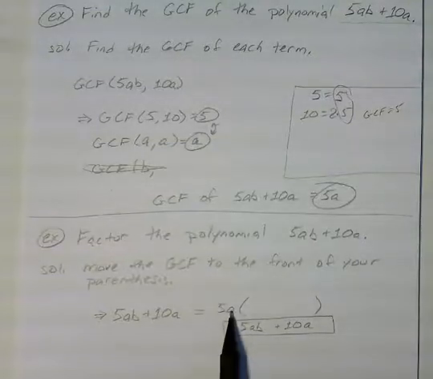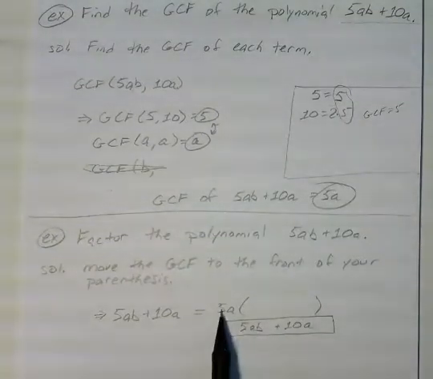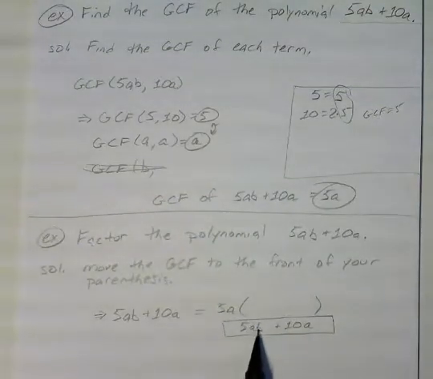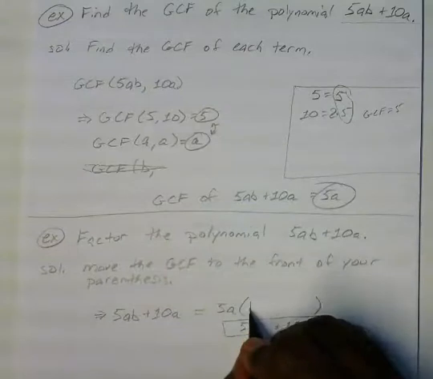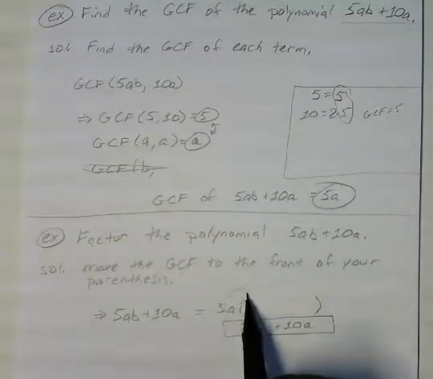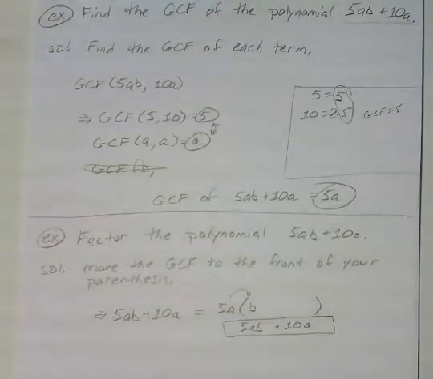So now what you want to do is look at 5a and go, 5a times what will give me 5ab? Okay, so 5 times 1 is 5, so we can just leave that 1 there. A times a, okay. The only thing missing is a b. So we put our b up there, because if we distribute this, 5a times b will give us our 5ab. So we're good there. That's why we went over the distributive property earlier.